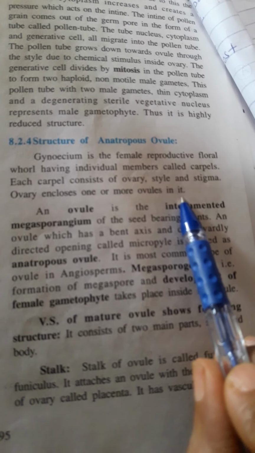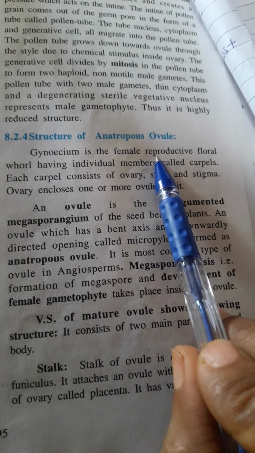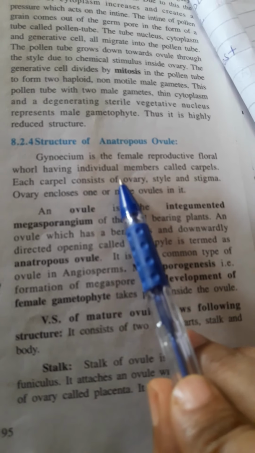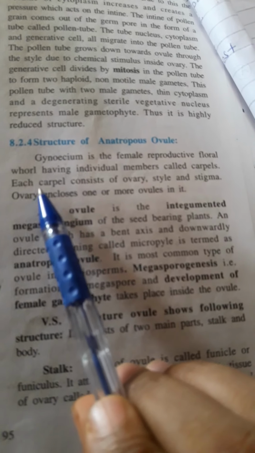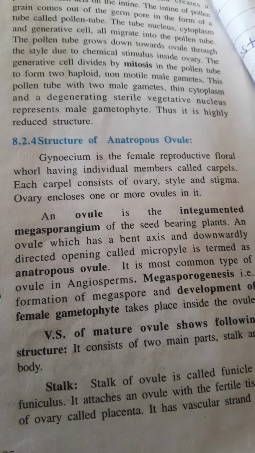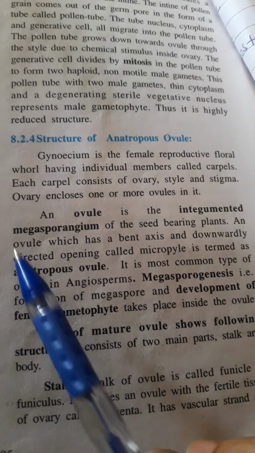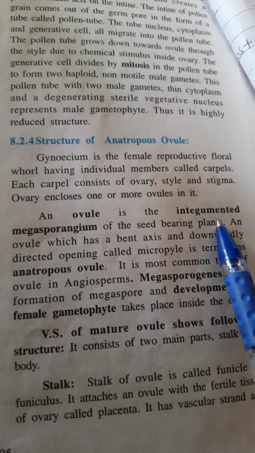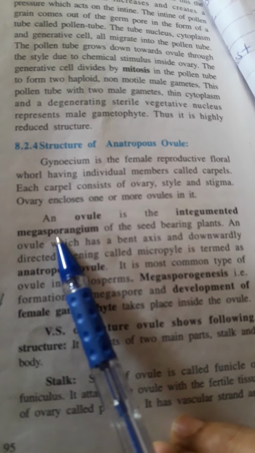You remember the diagram of a complete flower? So, gynoecium is the female reproductive floral whorl having individual member called as carpel. Carpel consists of ovary, style and stigma. Ovary encloses one or more ovules in it. Now, an ovule is the integumented megasporangium. What does that mean? Look at this.